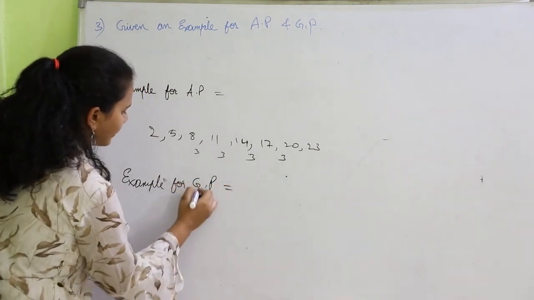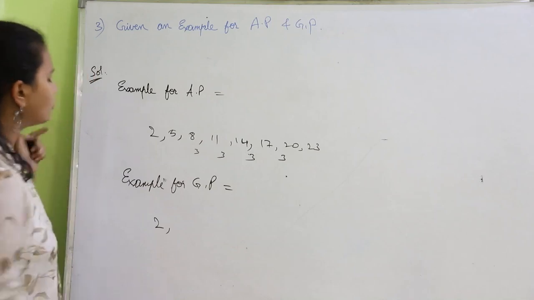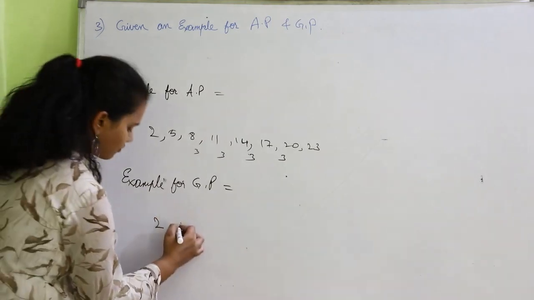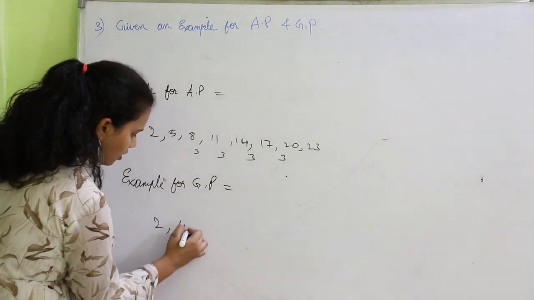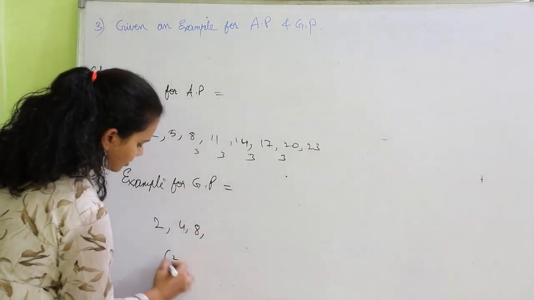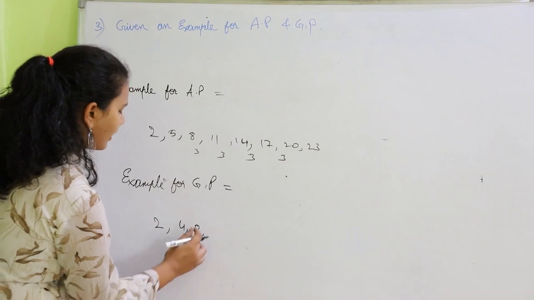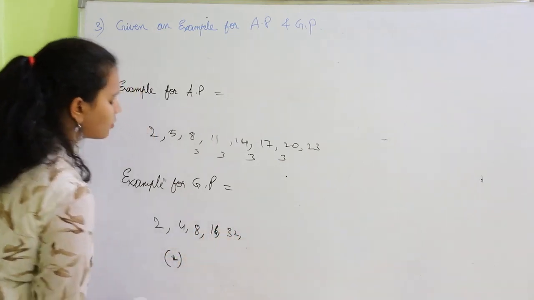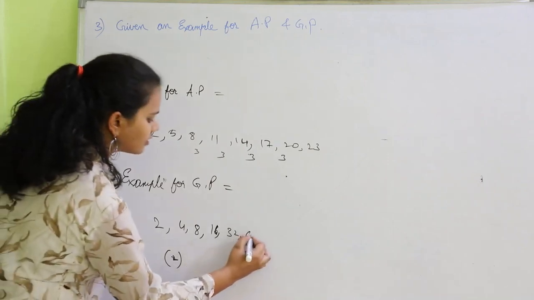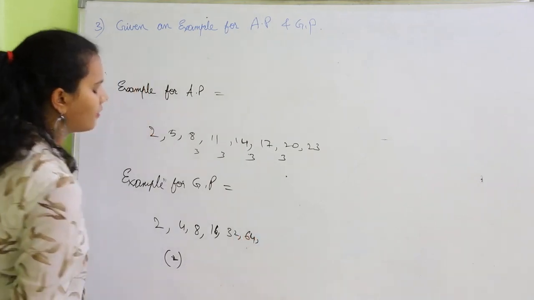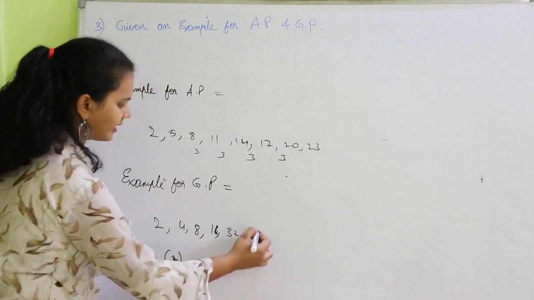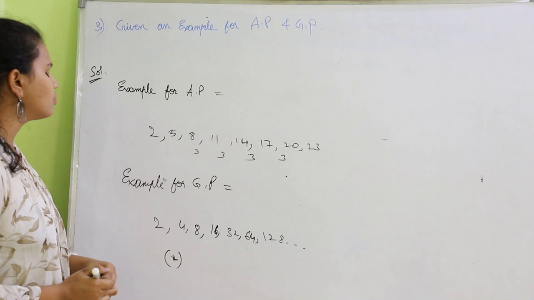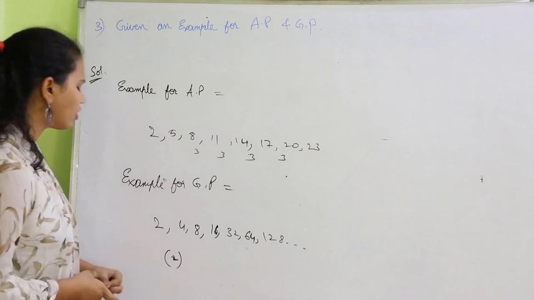Geometric progression: again take a number, let it be 2. Now multiply it by 2. 2 twos are 4, 4 twos are 8, 8 twos are 16, 16 twos are 32, 32 twos are 64, 64 twos are 128, and it goes on. So this is what geometric progression is, taking a constant number.